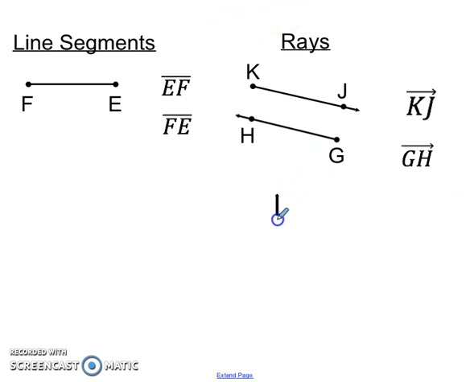Sometimes I've gotten the question, well, could I write it this way? Could I write HG, but then put my arrow going that direction? Answer is no. That is not a standard way of writing a ray. I get what you mean, but that is not the way that we write rays.